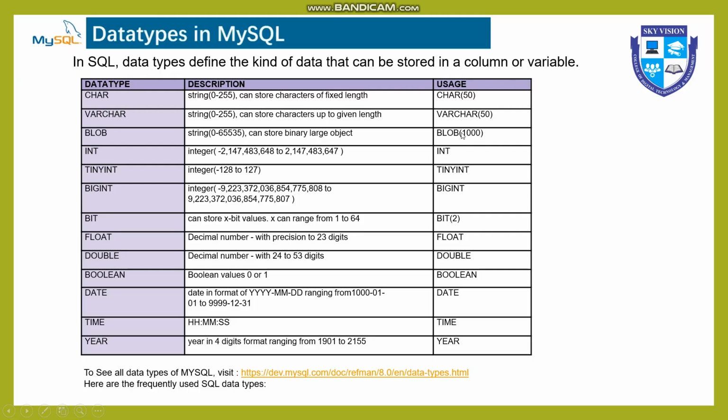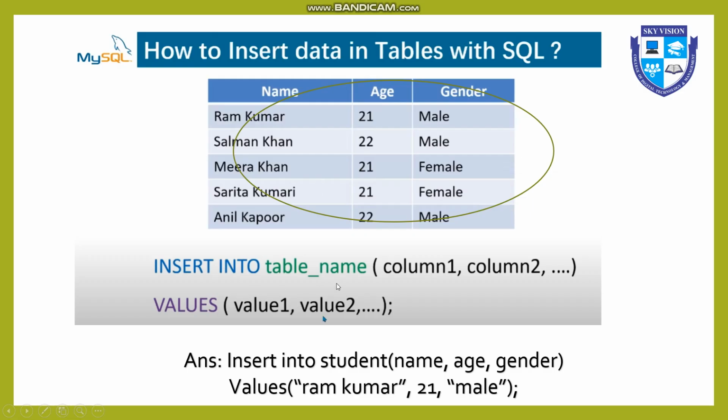Every data type has its own specific length, meaning how much length we have for the characters. Int we are using for integer purposes, float we are using for decimal numbers, date we are using for the date, time we are using for timing, and year we are using for the year. So every data type has a specific purpose, okay.